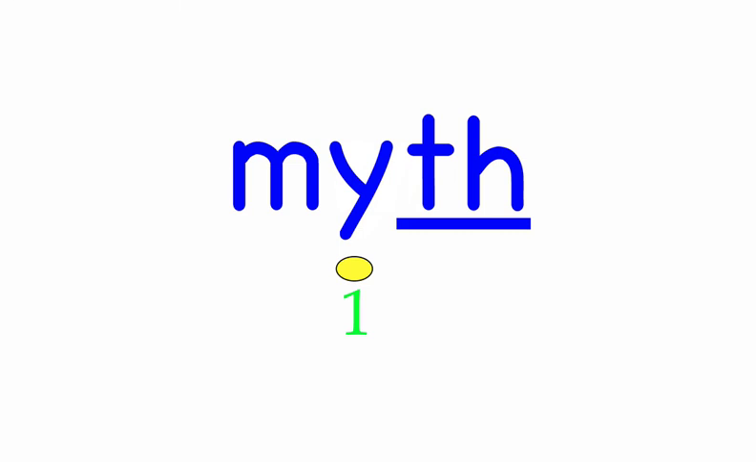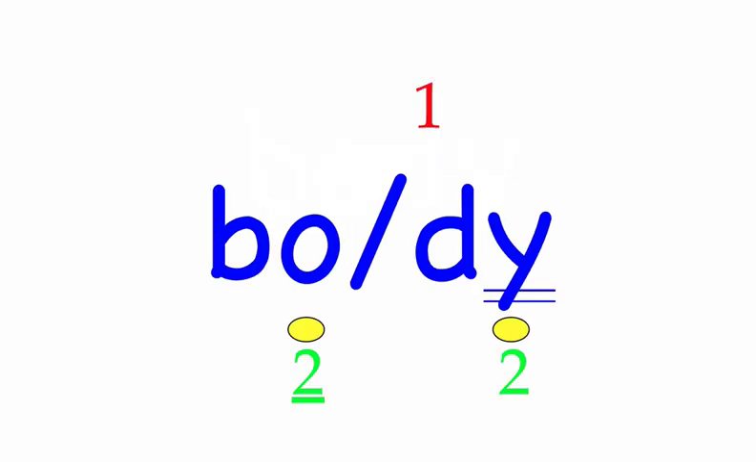Our final row 10, body. The body was found in the woods. Body. Bah, two sounds. B, AH. Dee, two sounds. D, E. Body. Mark the word.